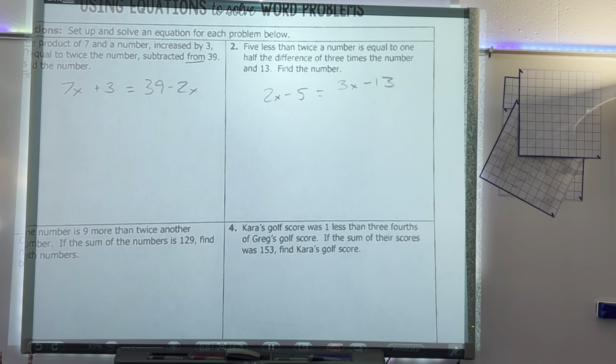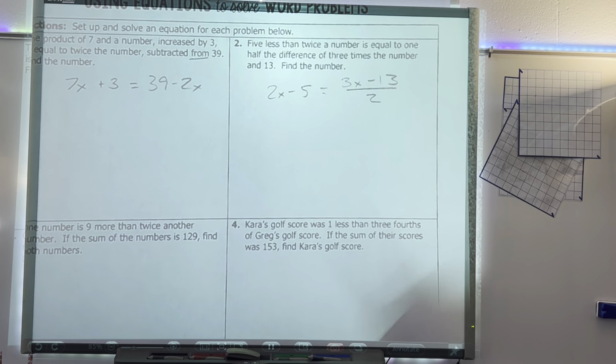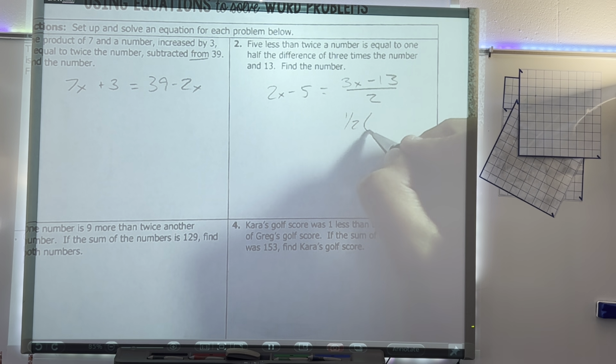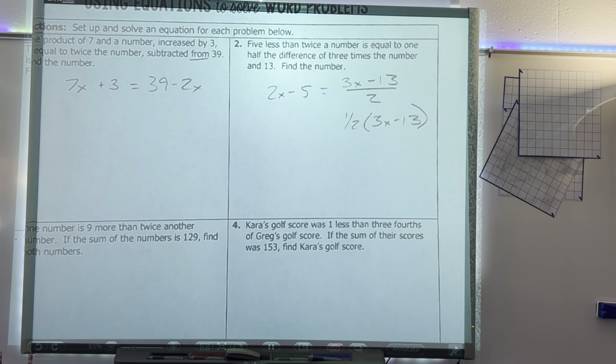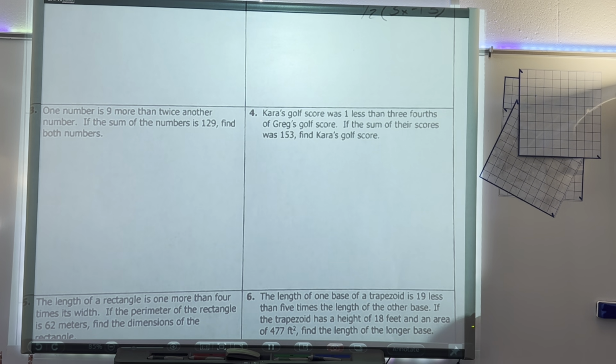Now I want half of that. So now what am I going to do? Put it over 2. Yeah, we're either going to put it over 2 or we'll put that in parentheses and put the half out front. Either one of those would be okay there. Are you all right with that one? All right, what about this one?